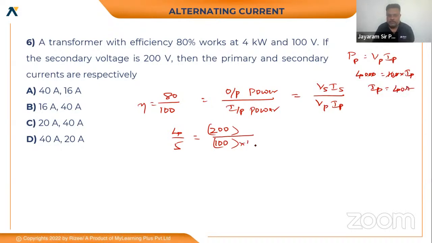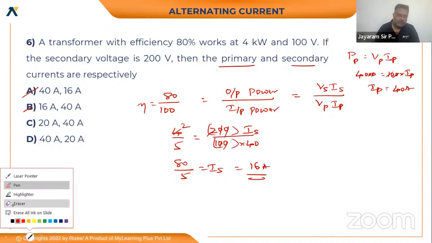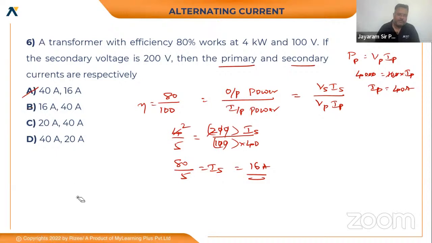Substitute there, this will be the 40, and we need the value of Is. Now go for solving. This goes for 2 times. So that is 80 by 5 is equal to Is, which is equal to 16 amperes. So if the primary and the secondary currents are, one is 16 amperes, the other one is 40 amperes. Okay, he has asked the primary, that is secondary, then your answer should be the first option rather than the second option.